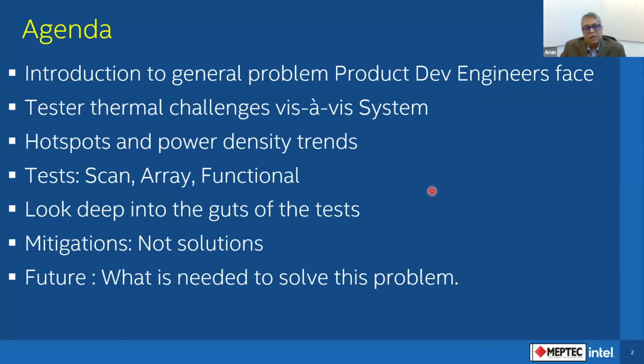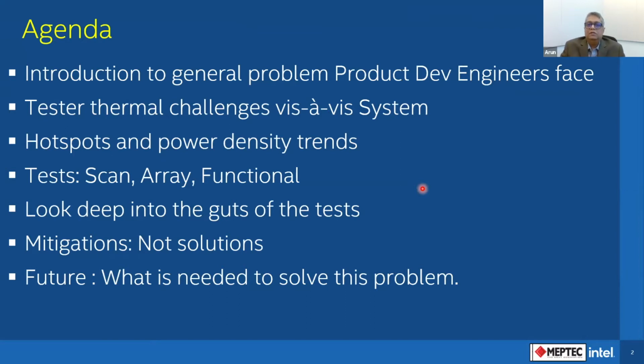We will see hotspots of the various dies, and I'll show some of the Intel dies, one client and one server, and power density trends. You just heard Gamal talking about power density, and we'll see that. What tests are we talking about? Typically the scan, array, and functional tests in high volume manufacturing. We look a little deep into the guts of these tests, why there is a power increase, where in the test and how the power is increasing. And we have some mitigations. These are not permanent solutions, and we'll discuss what future solutions we need to solve this problem.